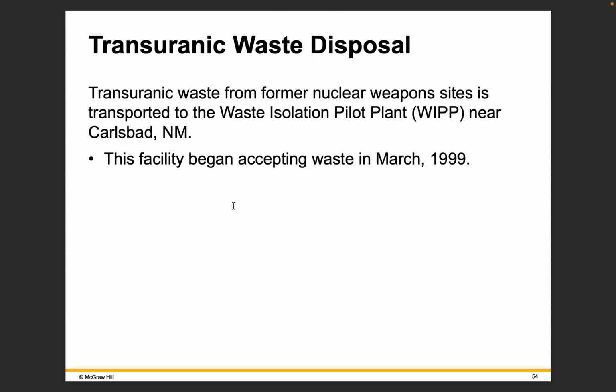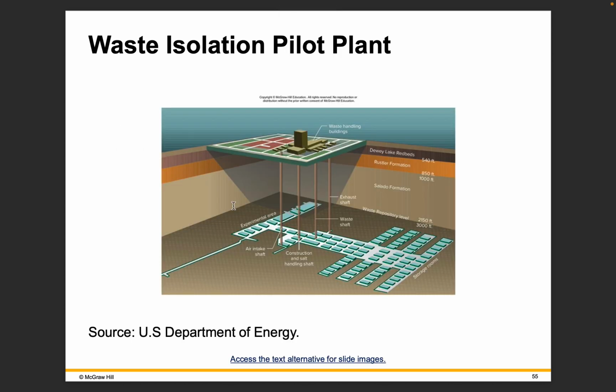Transuranic waste from former nuclear weapons sites is transported to the Waste Isolation Pilot Plant, or WIPP, near Carlsbad, New Mexico. This facility began accepting waste in March of 1999. And here's a picture of what WIPP looks like.